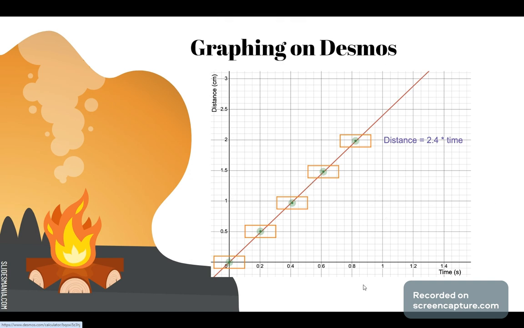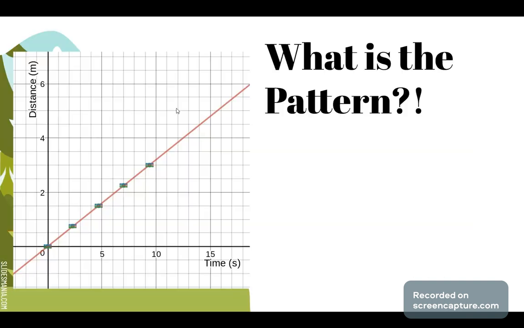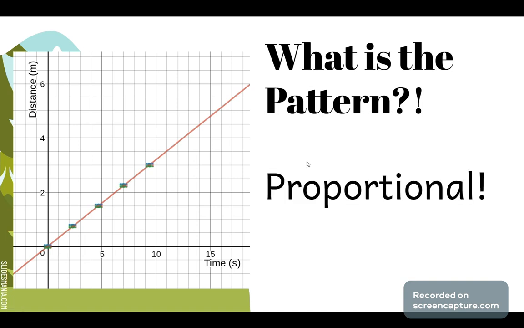This is an example of a good graph, right? It's got the labels on the axes, it's got the points, it's got the line that goes through those points. If these points happen to be yours, you would have an equation that looks something like this. So your math model would be distance equals 2.4 times time. If this is what you found, then of course the pattern that you'd be looking at would be a proportional pattern.